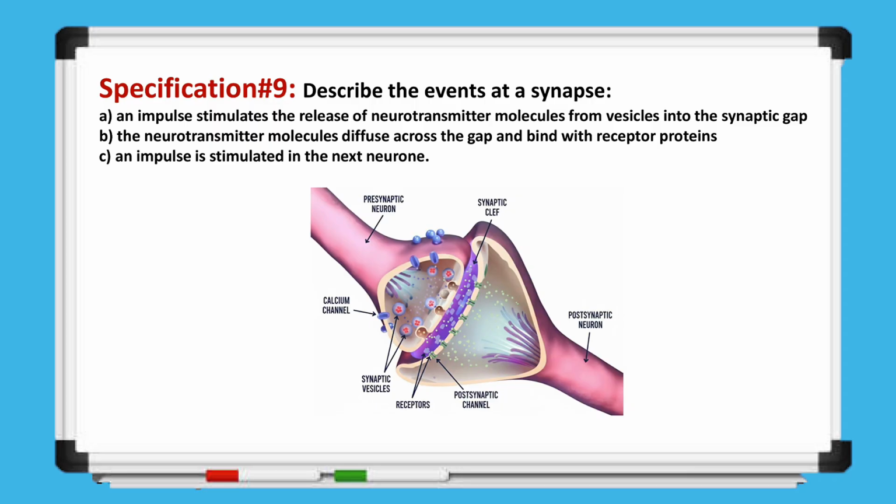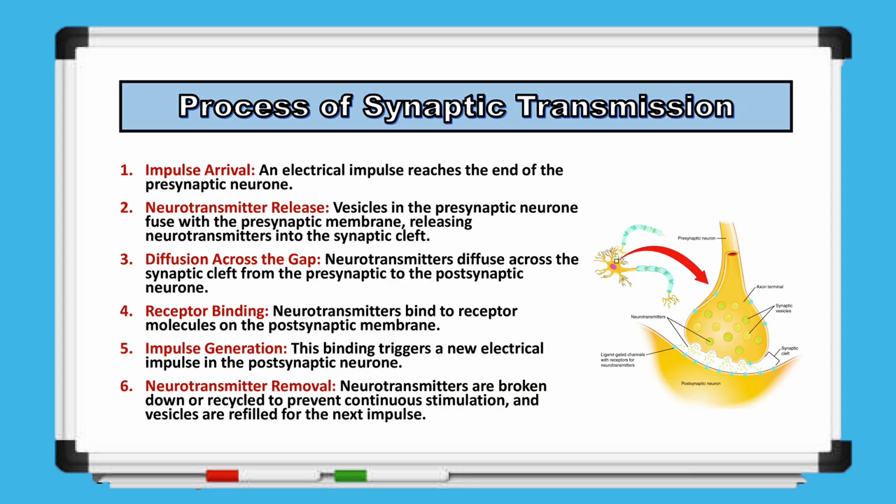This topic again focuses on synapses, where we explain the sequence of events that allow electrical signals to be transmitted from one neuron to another in an organized and step-by-step manner. So, here is the process of synaptic transmission explained step by step. First, impulse arrival occurs when an electrical impulse reaches the end of the presynaptic neuron. This signals that the message is ready to be passed to the next neuron.